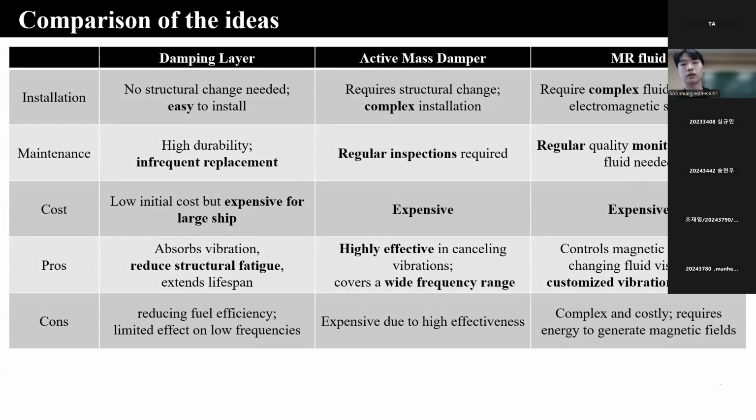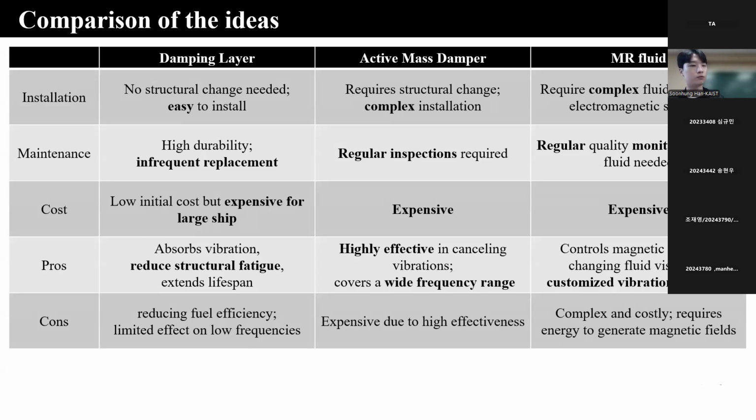Especially MR fluid needs an electromagnetic system, so it's more complex than the others. And for maintenance, the damping layer has high durability, since the damping layer is a kind of changing material. So once it's designed, it will not change anymore. An active mass damper and MR fluid need regular inspection. The damping layer has a low initial cost, but considering the size of the ship, it will be expensive. And the active mass damper and MR fluid are also expensive.